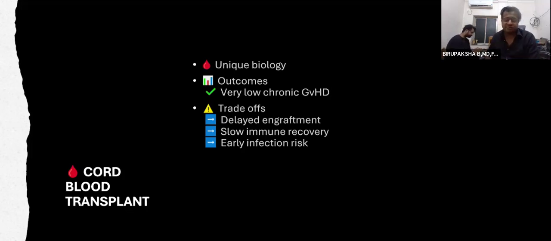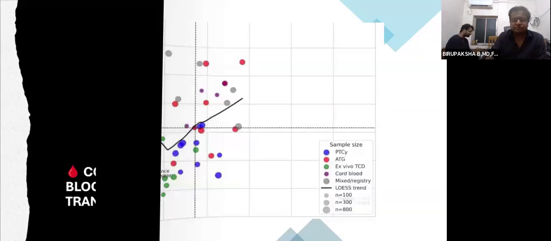That's how this cord blood transplant is. That's one part of it, though I'll not put much focus on it. It's not that important. Next, right?